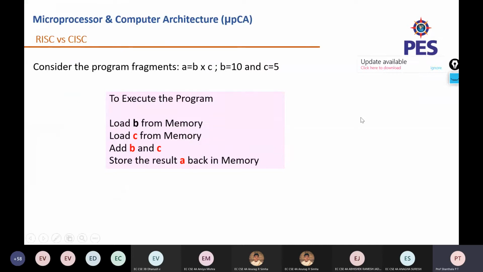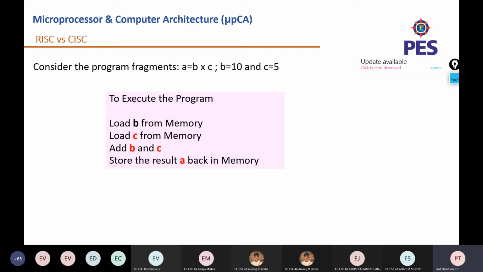Now we have taken an example for RISC versus CISC machine. Consider the program fragment A equal to B into C. B and C are multiplied and the result is stored in A. We have some values, 10 and 5, assigned to B and C. How do we execute the program? First we need to initialize the value 5 to C and 10 to B.